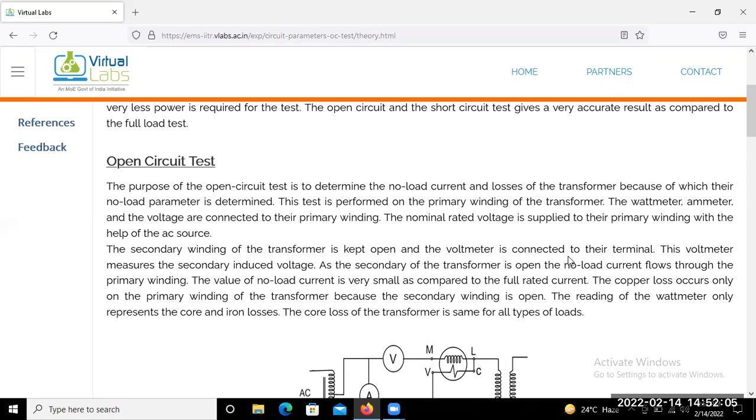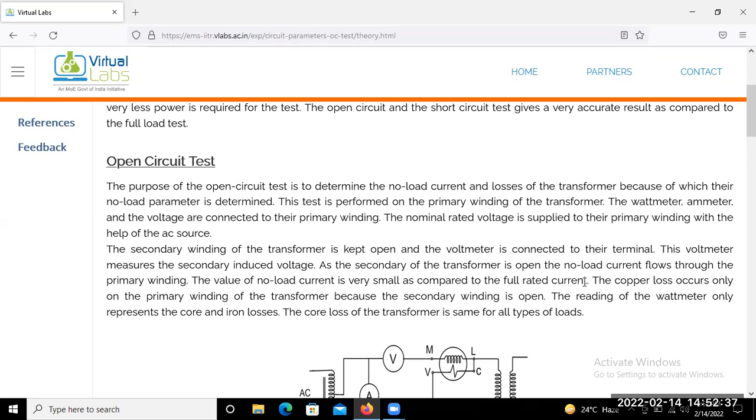Okay. So whatever current flows during this test is known as the no load current. The value of no load current is very small as compared to the full load current. So keep this point very carefully in your mind. That means the no load current is almost 2 to 6% of the full load current. Whatever the full load current of the transformer, only 2 to 6% of that is required for no load.